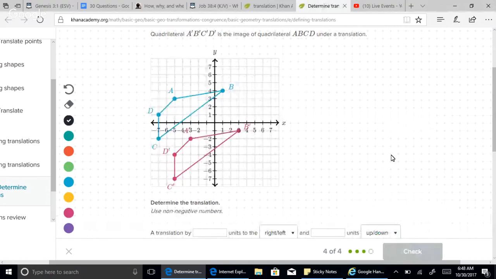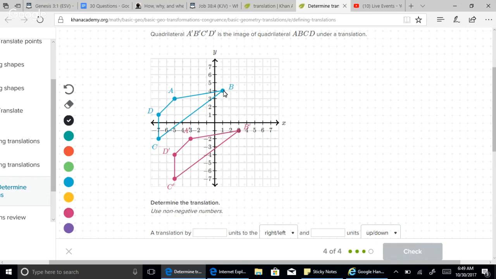Okay, quadrilateral A'B'C'D' is the image of quadrilateral ABCD under a translation. So we want to look for the one without the hyphens. This is where we started. This is where we ended. And now when you have an entire shape like this, what I encourage you to do is just pick one point. I'm going to pick the B. And because all of the points are going to be moved the same number of units down and the same number of units across, I can safely just count one of these points.